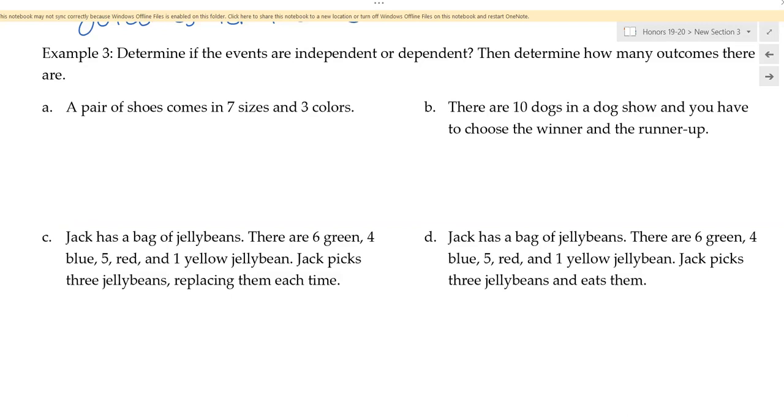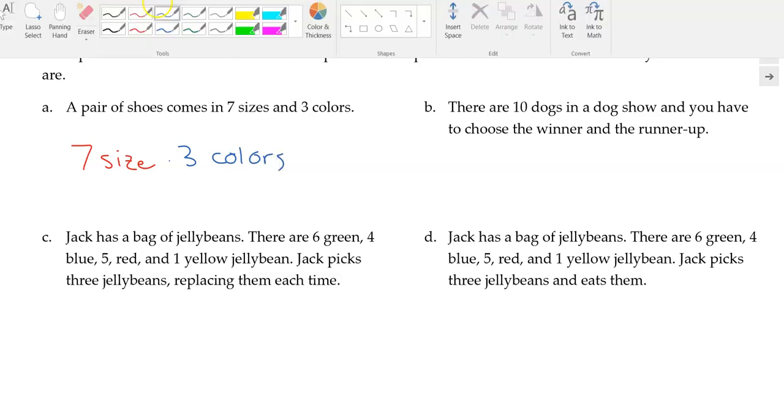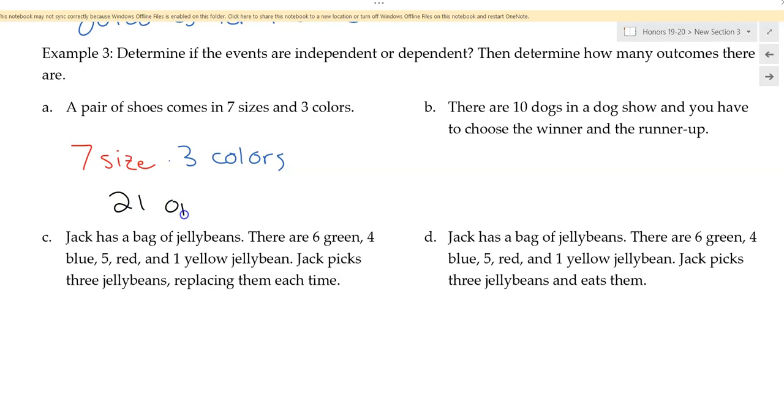Determine whether events are independent or dependent, then determine how many outcomes there are. Okay. So a pair of shoes come in 7 sizes and 3 colors. I'm going to choose my size. I have 7 to choose from. It doesn't matter which size I choose. All the colors are available for every size. So there's 21 options, right? So the 2 we did at the beginning were also independent events in the way they were asked.